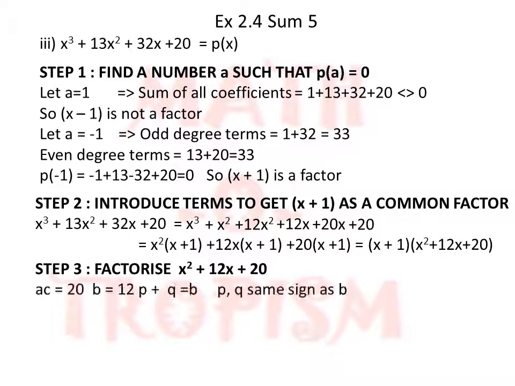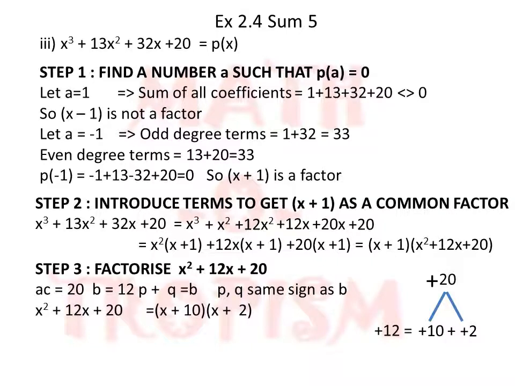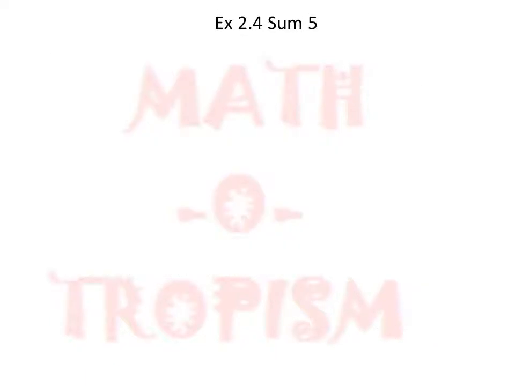I can see AC is positive, so I need to add both the factors to get the B, and both will have the same sign as B. Here B is positive, so both factors also will be positive and added. So 20 can be split into 10 and 2, so that when they are added it gives 12. So I will directly write it: x plus 10 into x plus 2, since my coefficient of x square is 1. So x cube plus 13x square plus 32x plus 20 is equal to x plus 1 into x plus 2 into x plus 10.